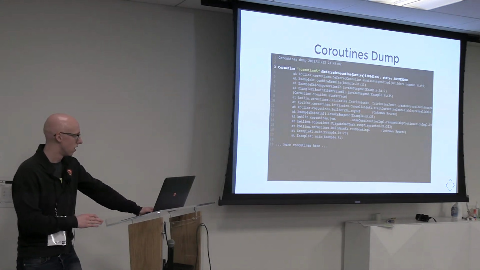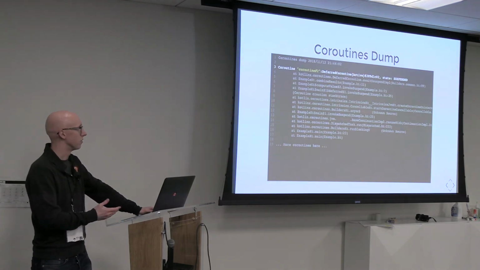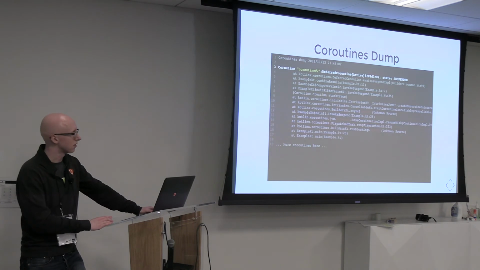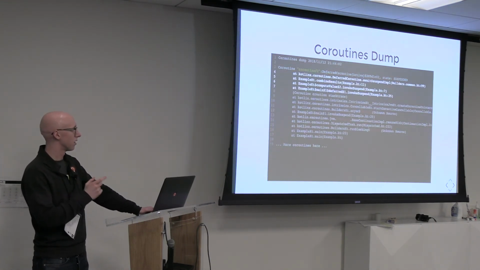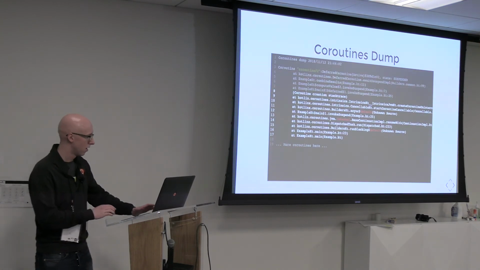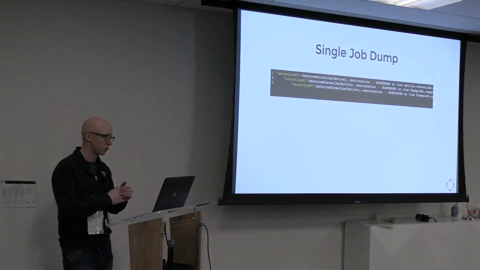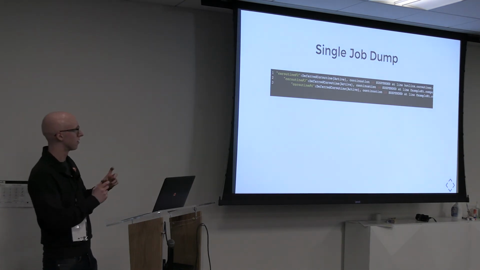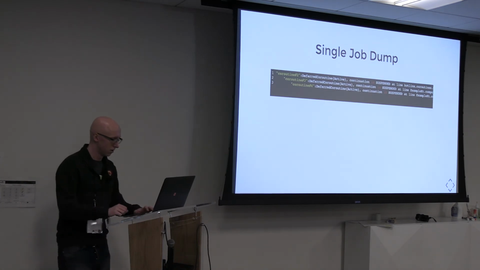You have your coroutine name, and the state of the coroutine, which can be really useful for trying to track down deadlocks. You have the current stack trace of the coroutine as well as the coroutine creation stack trace, which is very useful as well. And if you just want the single job dump, you'll get all the coroutines that are associated with that job, so all of the child coroutines.